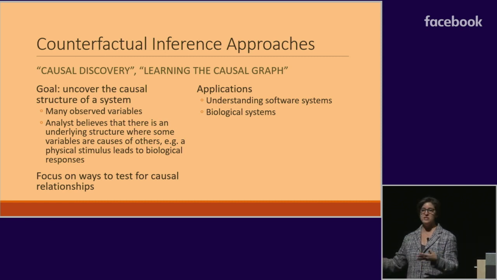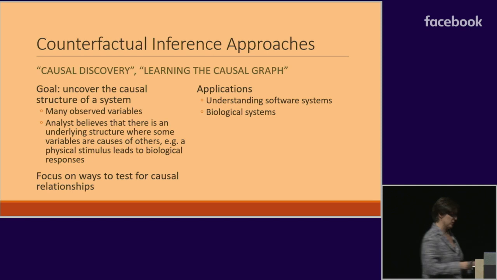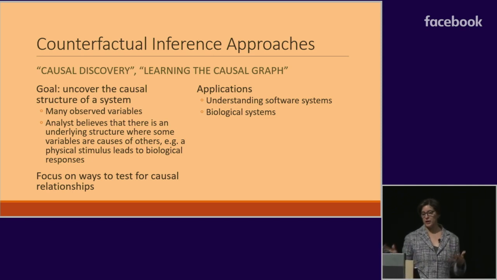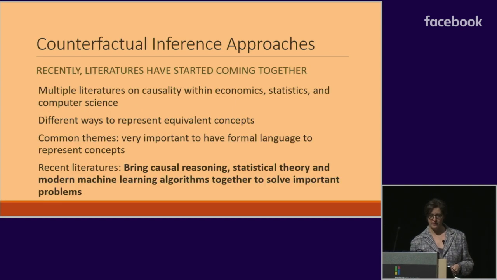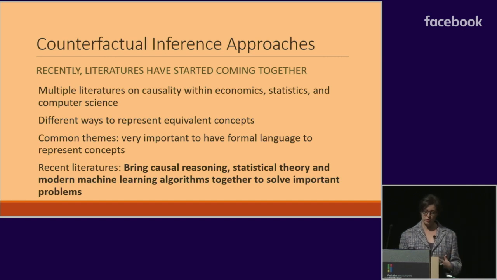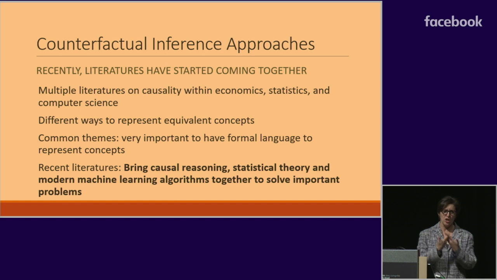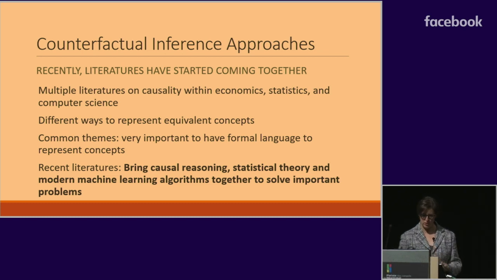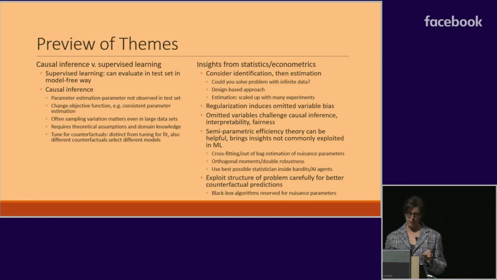So trying to discover the nature of causal relationships is really a very distinct subfield. I'm also not going to go into that today, partly because that's not what I work on, and also there are other people who can speak much more clearly to that. I've never done any applications in this area. I would say recently these literatures have started coming together: economics, statistics, computer science, engineering. Artificial intelligence and decision-making, personalized treatment policies, all of that is unifying everyone in pursuit of a common goal. The recent literature is really bringing causal reasoning, statistical theory, and modern machine learning algorithms together to solve important problems.